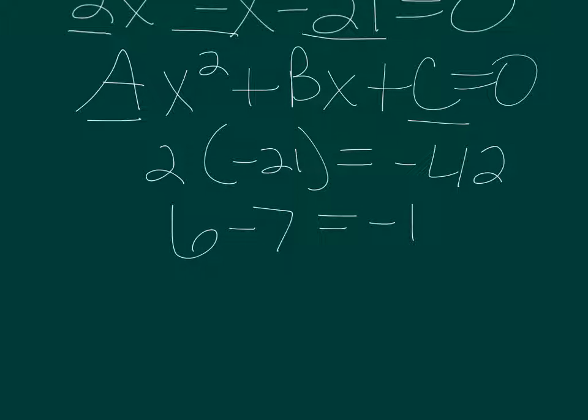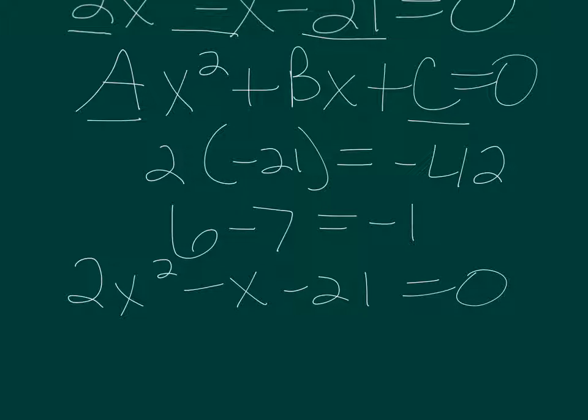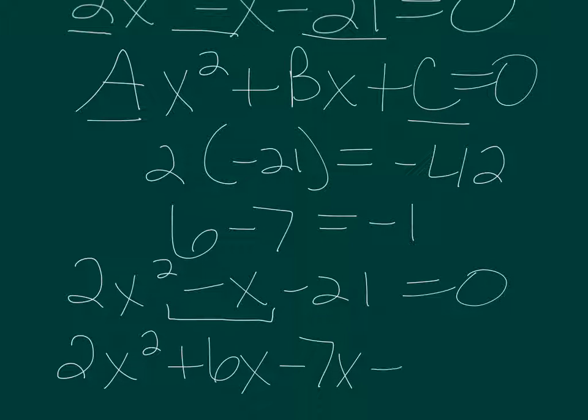I'm going to go back up and rewrite it. 2x squared minus x minus 21 equals 0. Now, unlike our other method, with the AC method we just want to separate this middle term. Our first term and our last term stay the same. So it's 2x squared plus 6x minus 7x minus 21 equals 0.